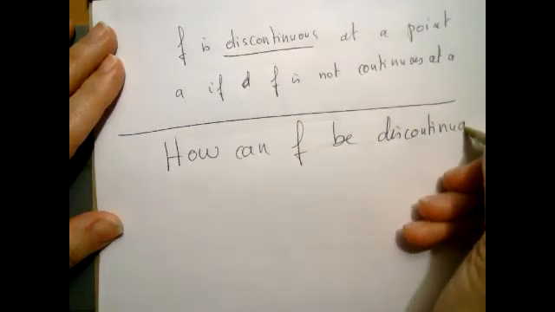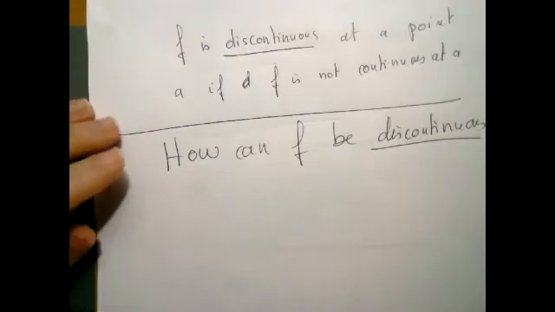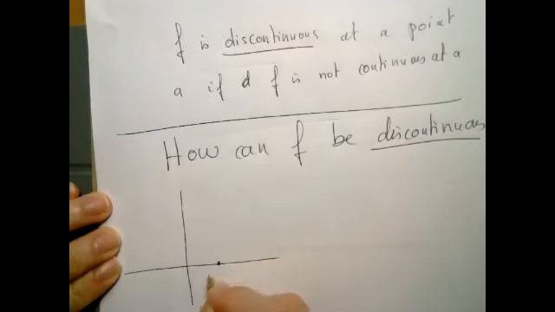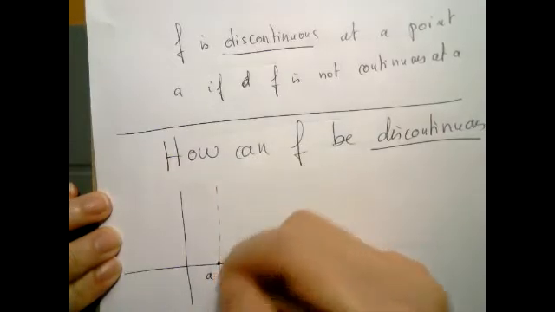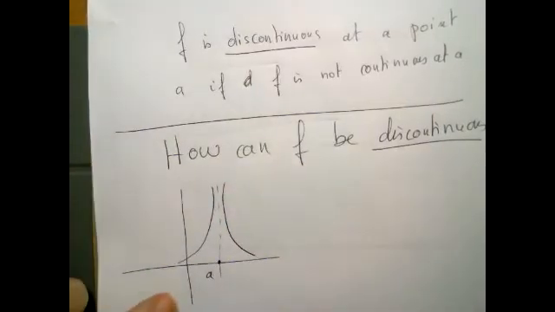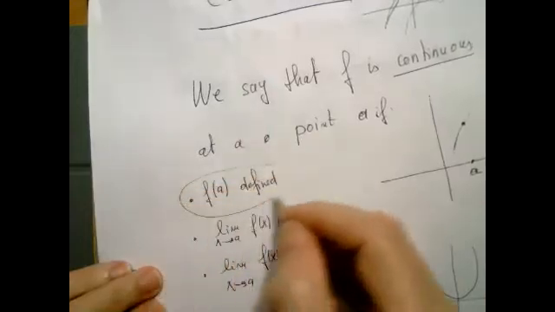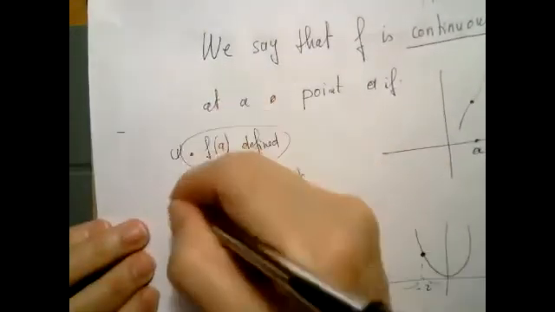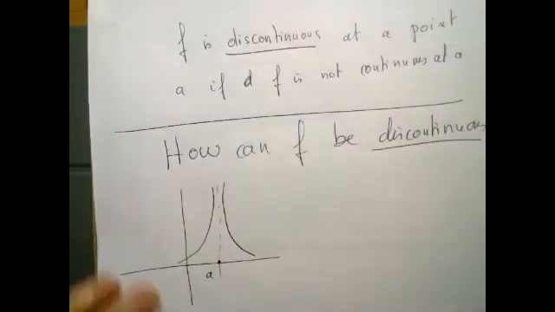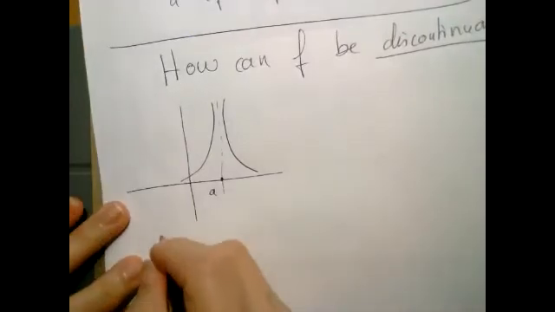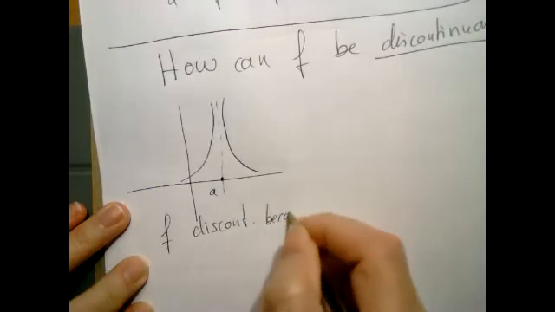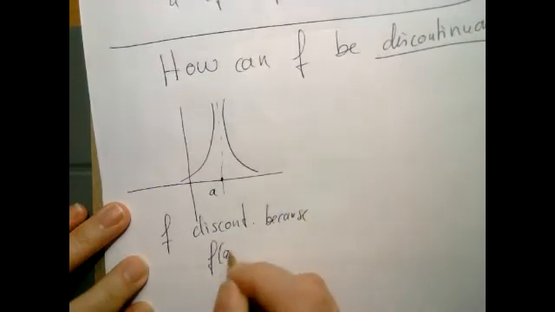Let's see how this can happen. One scenario is the following. This is a point a, and the function does this. f is not continuous at a because it does not satisfy that f of a is defined. We need three conditions to be satisfied, and the first condition is not satisfied. So here f is discontinuous because f of a is not defined.